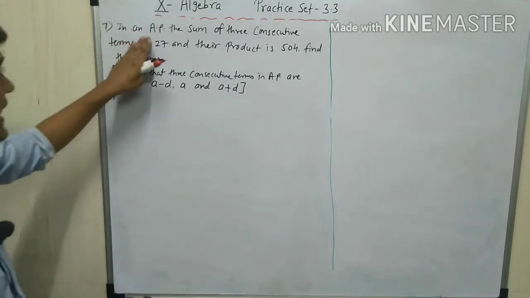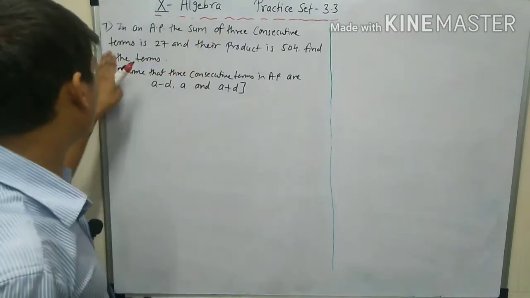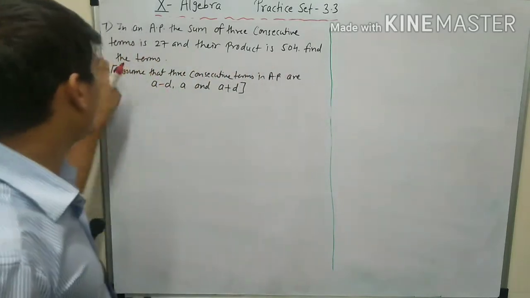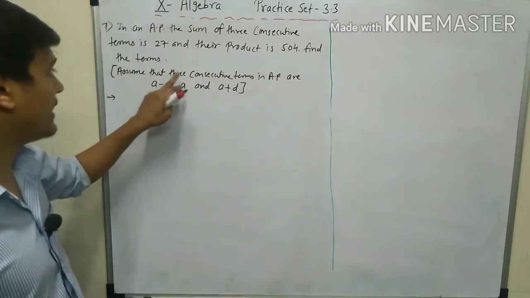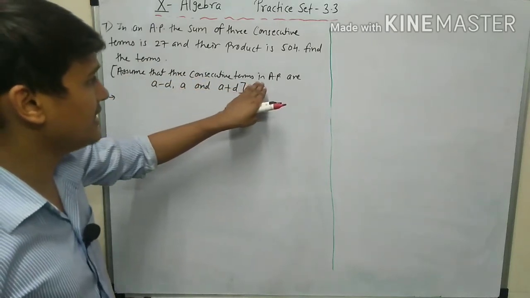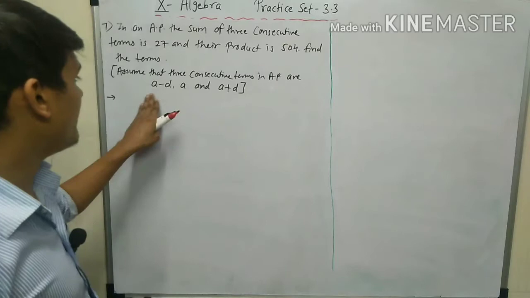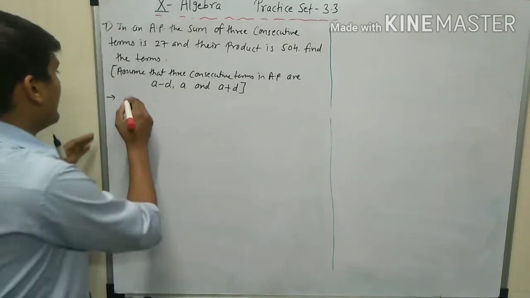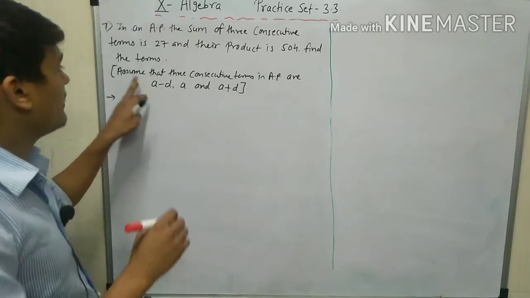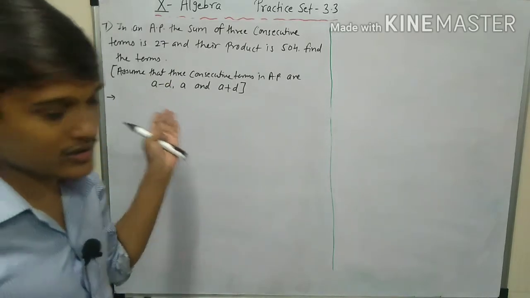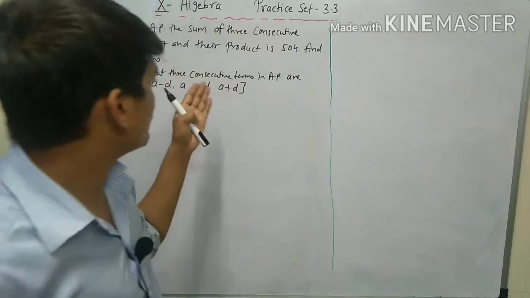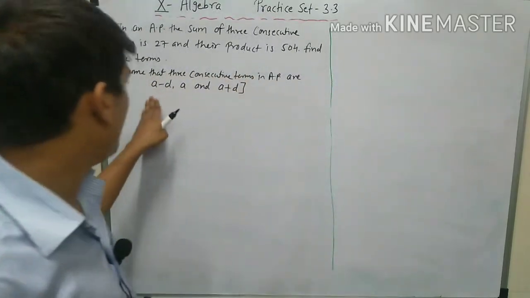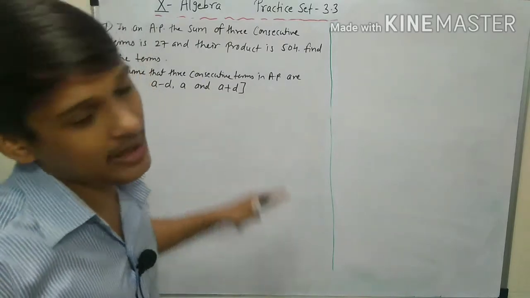Question number 7. In an AP, the sum of three consecutive terms is 27 and their product is 504. Find the terms. It is assumed that the three consecutive terms in AP are a minus d, a and a plus d. Understood? First we can write here: let the three consecutive terms in AP be a minus d, a and a plus d.